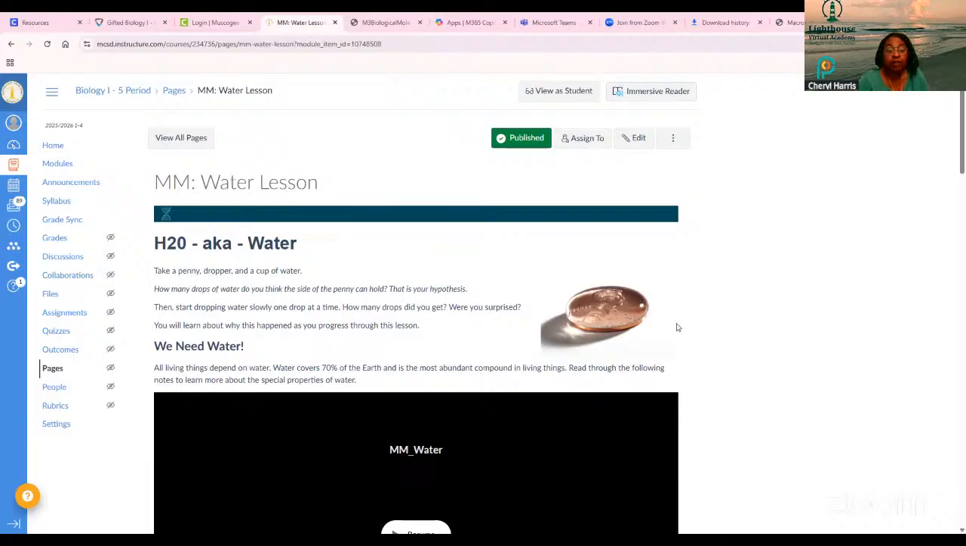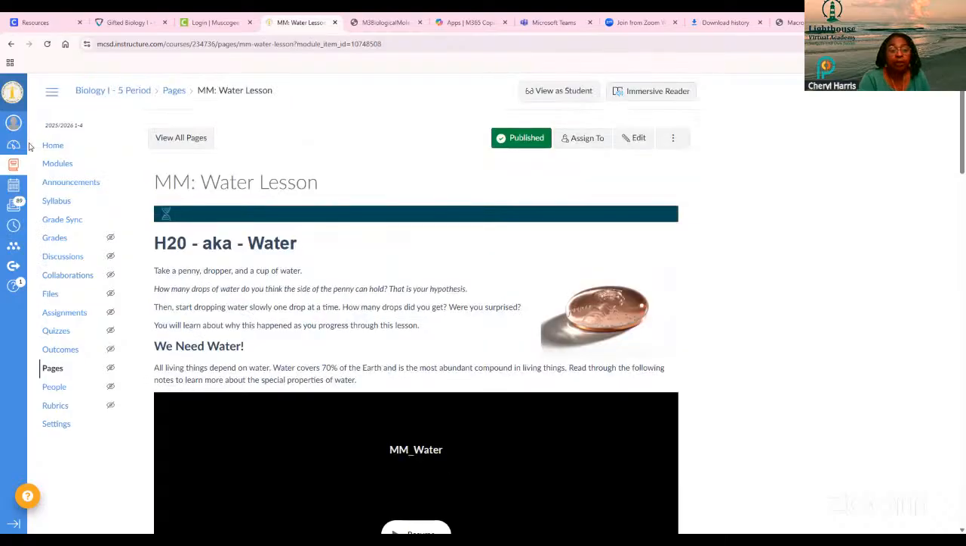Because the molecules are attracted to each other, they hold on until they get to a point they can't hold on anymore, then surface tension breaks and the water spills over. But until then, the water will just keep building up, forming a nice big bubble on the face of the penny until surface tension gives way.